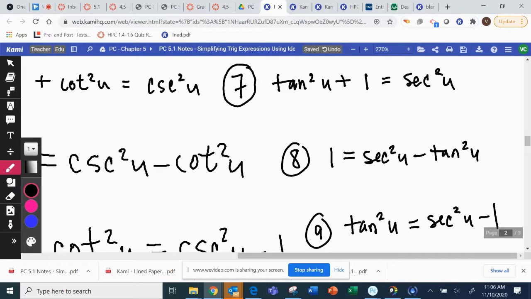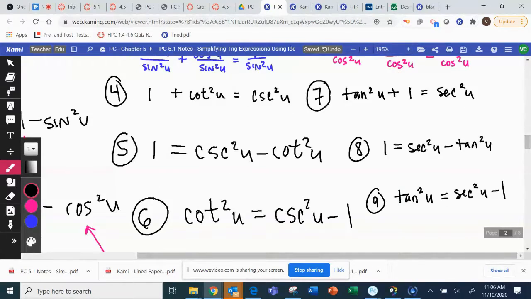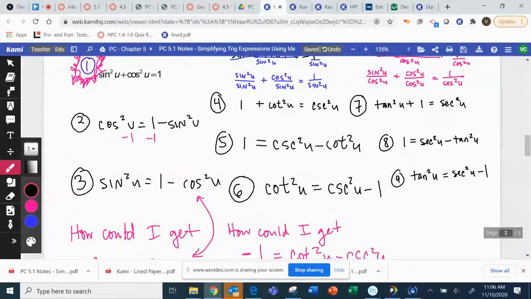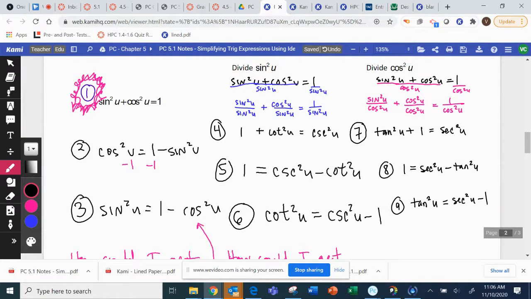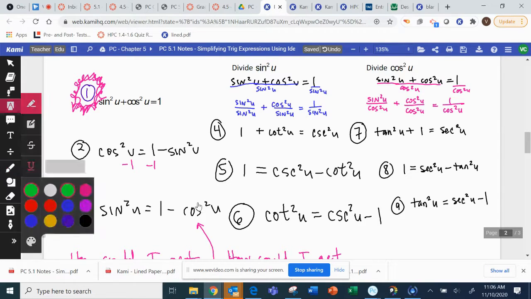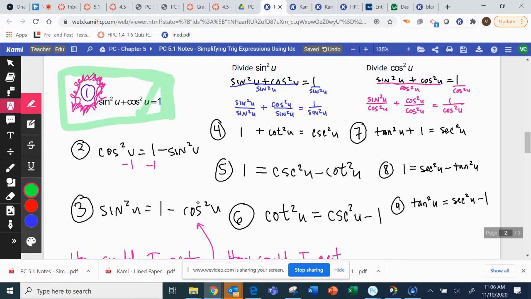There's one out of these identities that I feel you should have memorized. Does anybody want to guess which one you should have memorized? Out of all 9 of these, which one do you think you should have memorized? The first one. That's the one you need to know, okay? The rest of them we can get by knowing the first one because we just did it. The first one's the most important one. I mean, it's the original.